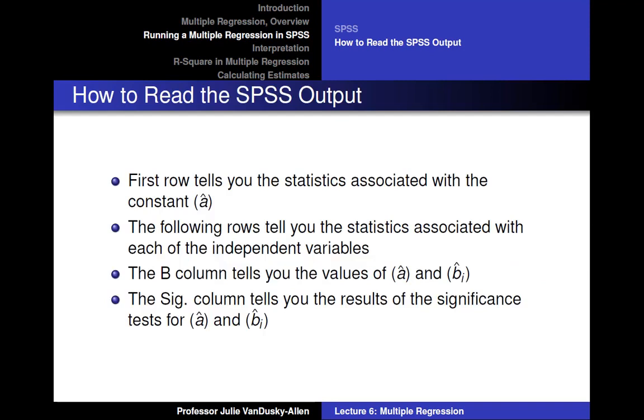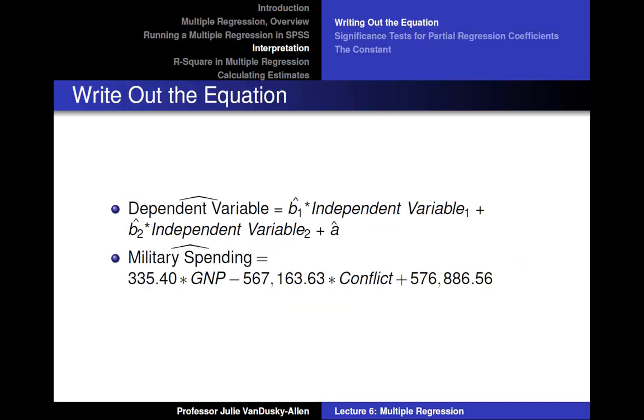So the first thing you should do after running your multiple regression is write out the equation. Recall that the equation is dependent variable hat equals b hat 1 times the first independent variable plus b hat 2 times the second independent variable plus a hat.